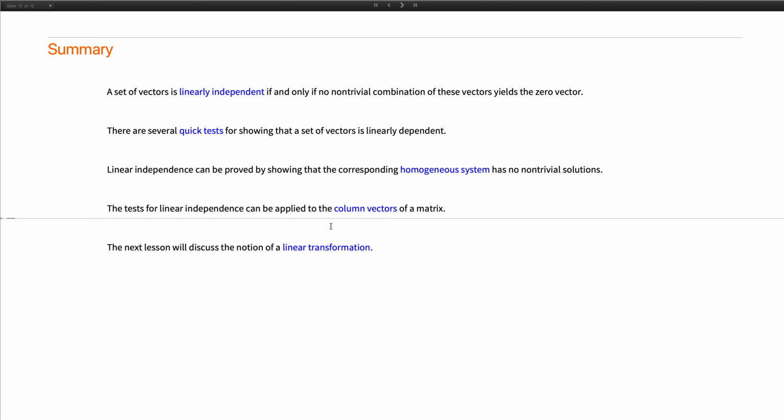So that brings me to the end of the lesson, and in the next lesson we'll talk about linear transformations. But before that, do review this topic of linear independence. It's quite important to linear algebra.